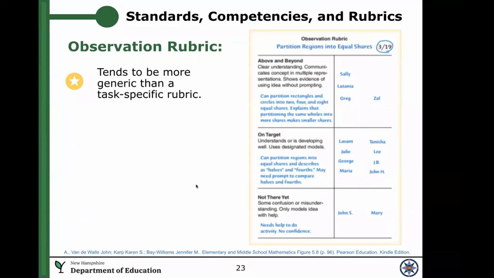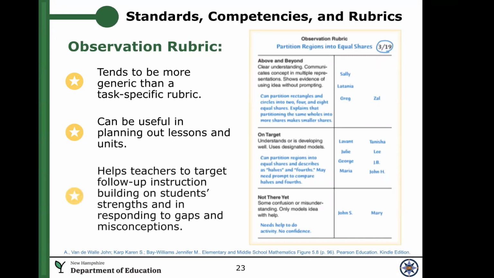I like this because all of the specific student information is on the right-hand side. So I can see every single student really clearly that's on target, above and beyond, or not quite there yet. And so it can be really useful for planning out lessons and units. And it also helps figure out any follow-up instruction that needs to happen. And we need to know too, what are we going to do for these kids that are above and beyond? And making sure that we're continuing to push students forward with their understanding and skills.